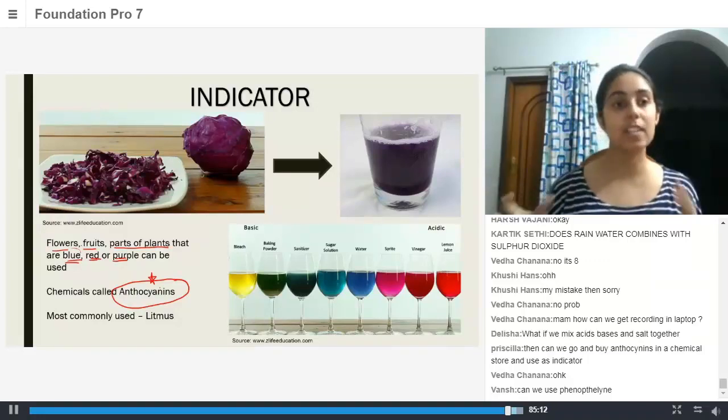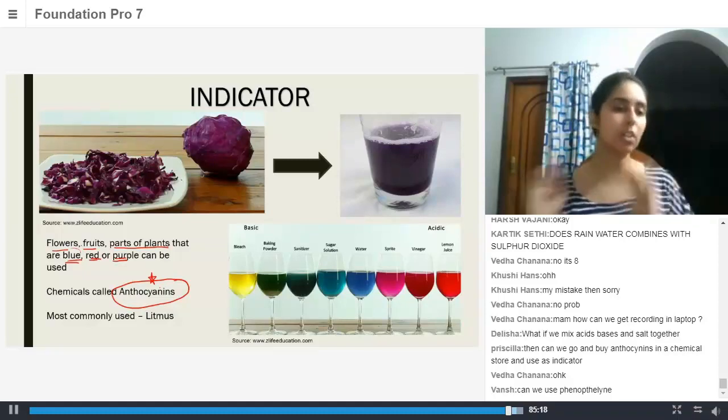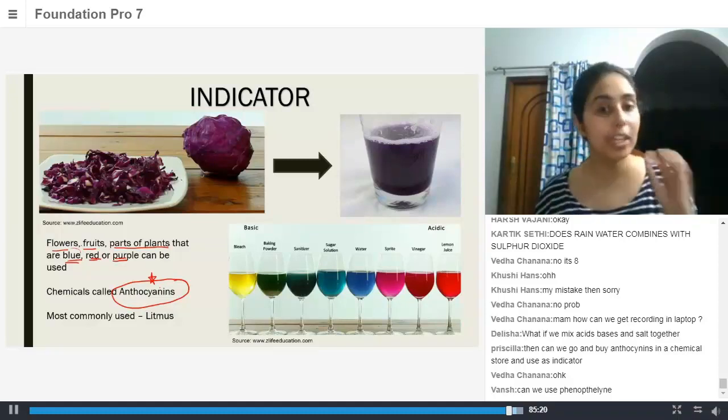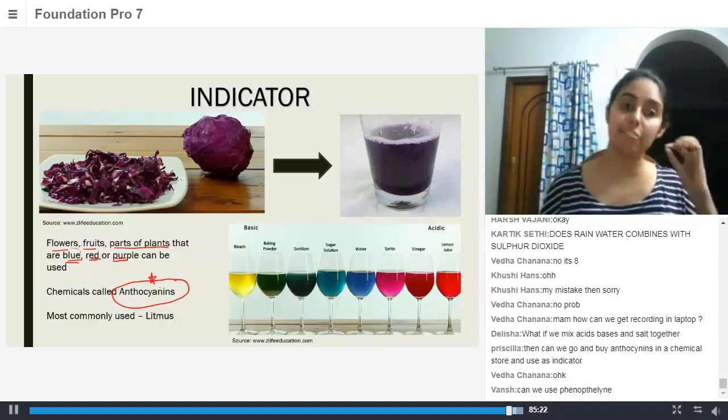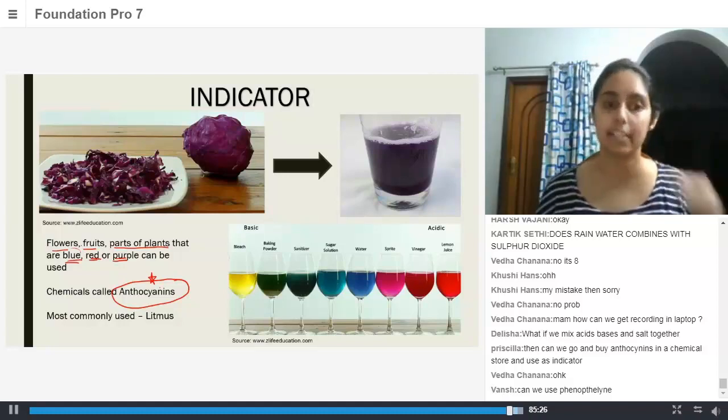But they will not tell you if something is a strong acid or a strong base or a weak acid or a weak base. They will only tell you it's an acid or a base. A good indicator can tell you if something is a weak acid or a weak base, and it will always give you consistent results, okay?